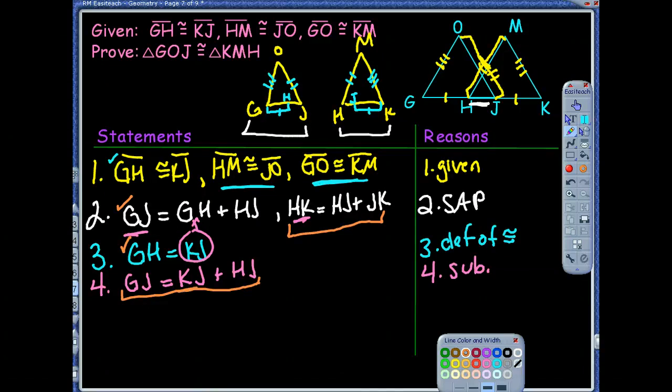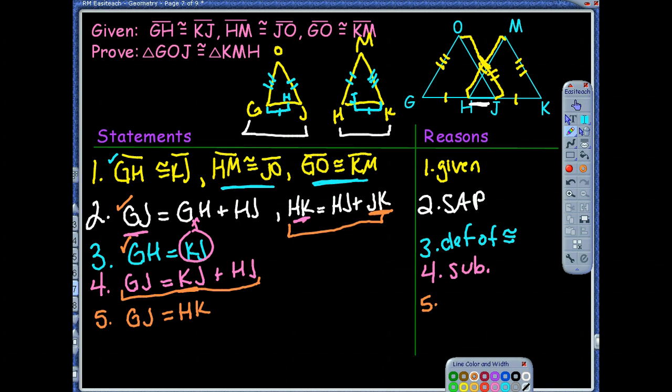Right. So here we have KJ. Here we have JK. Same segment, right? So the fact that they equal the same sum, they're equal to the same thing, I can say GJ is equal to HK. Now, I'm thinking since they equal the same thing, I could say transitive. I could also say substitution because I could just replace HK in for that sum. Sure, you could.